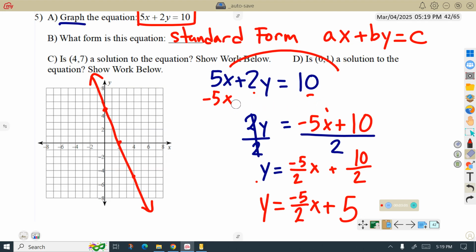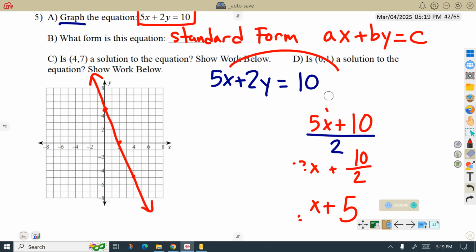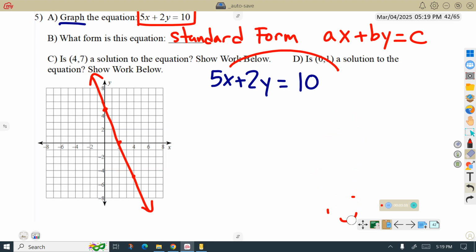Another way to do this, another way to graph it, which I'll show you guys right now, is to look for the intercepts, okay? So one common thing that people will do is they'll think, well, what happens if I plug in x equals 0, right? What if x equals 0?